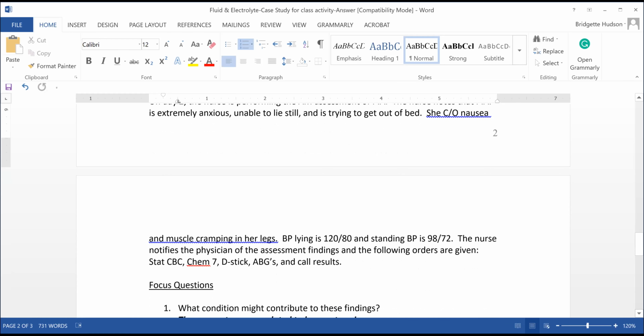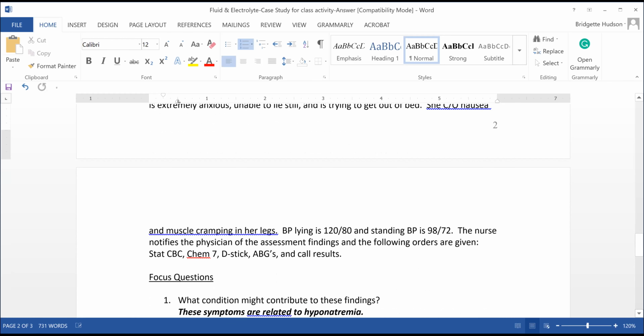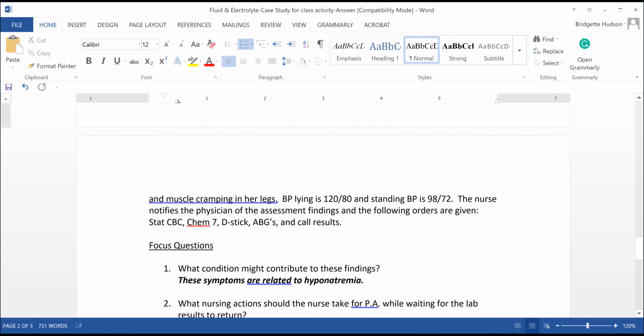Why do you think she has the muscle cramping? What is that related to? And we just talked about that a minute ago. The low sodium. So hyponatremia. So what nursing action should you take while waiting for the labs to return?